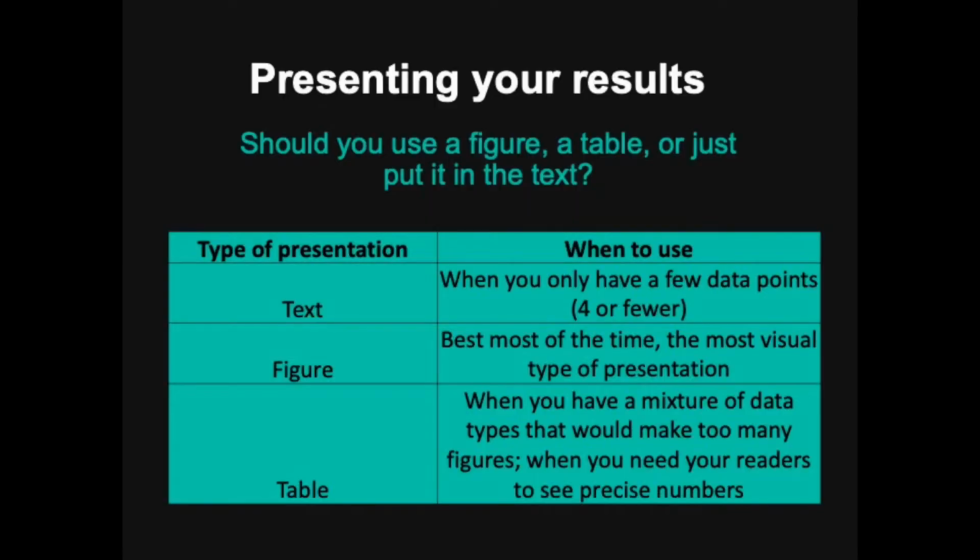When you need to use a table would be when you have a mixture of data types that would take too many figures to present. And so maybe it's more compact in a table. Another time you might want to use a table is when you need your readers to see precise numbers. So if the exact number is more important than the trends, for example, then a table would be the best choice. So let's talk a little bit about table design.